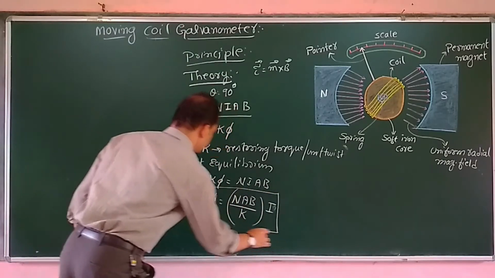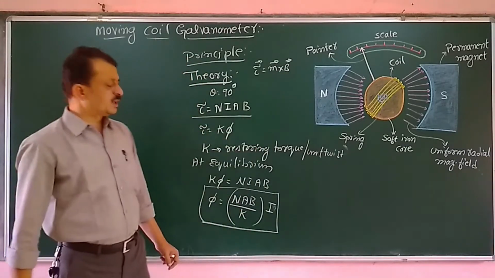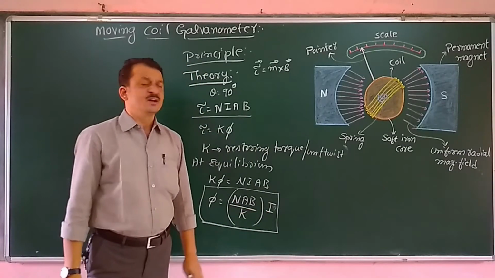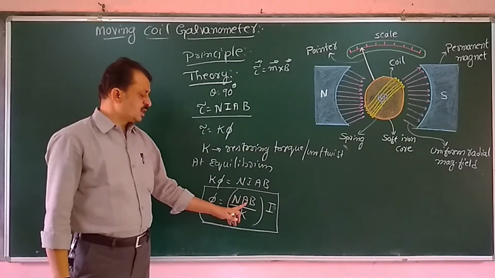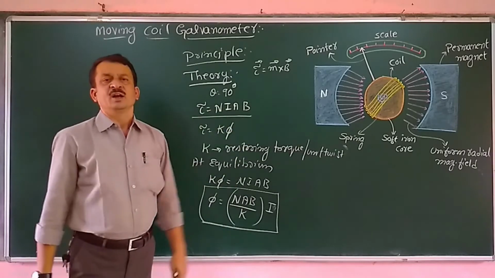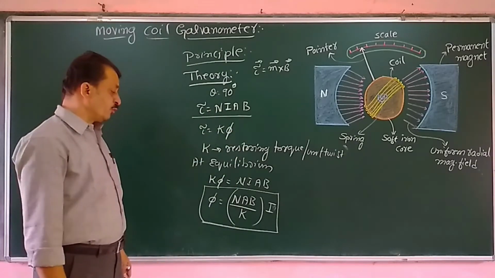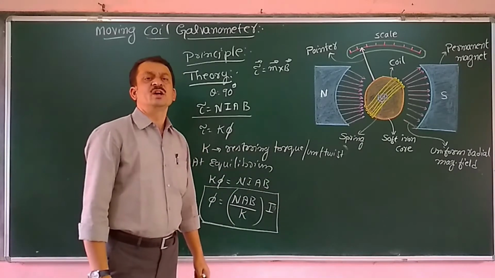Now this is the deflection in the galvanometer when a current I flows through the coil. So N is the number of turns, A is the cross-section area of the loop, and B is the radial, uniform magnetic field, and K is the restoring torque per unit twist.